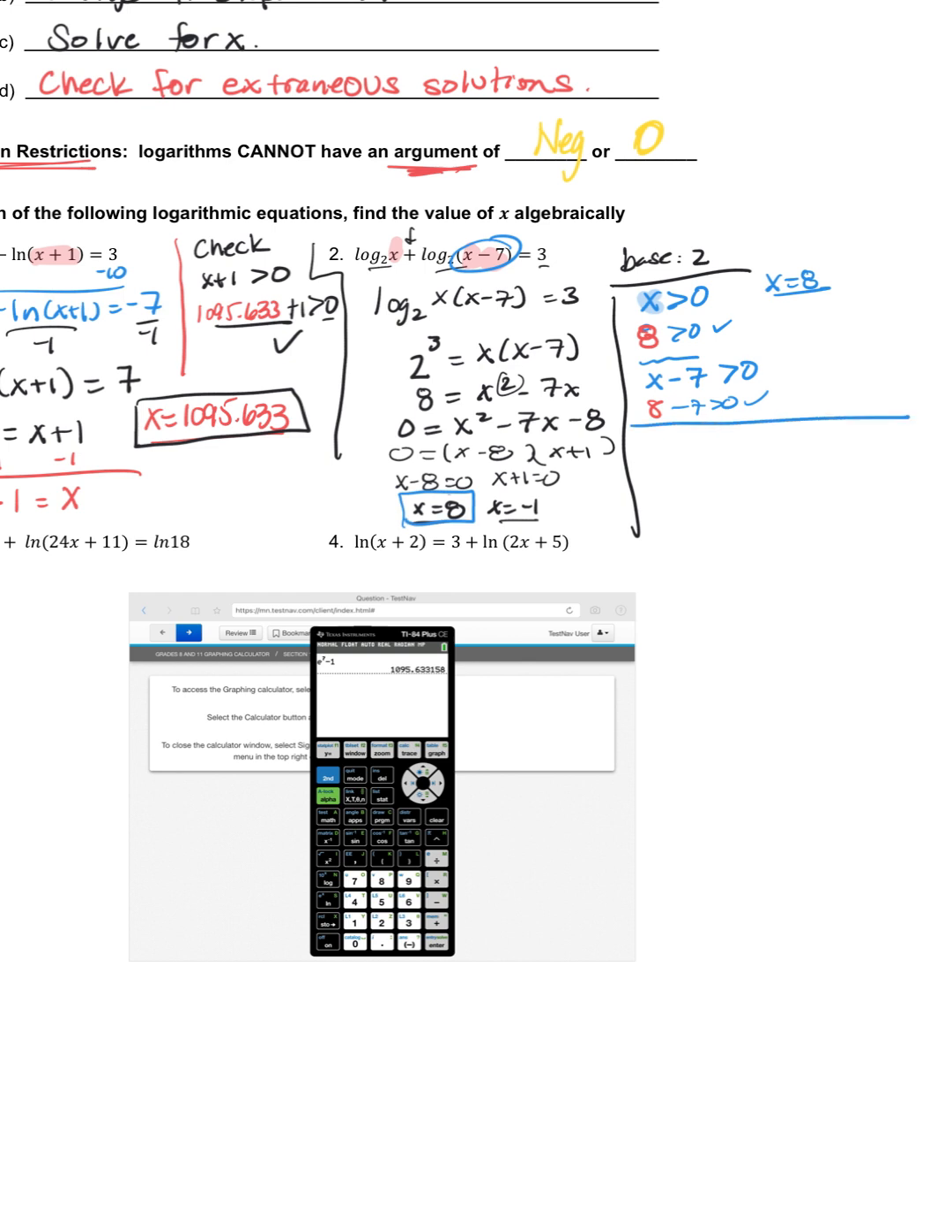Now you have to try x equals negative 1. So take the first argument, which is x. So I have to say that x has to be greater than 0. Is negative 1 greater than 0? No, that's not true. So therefore, this is not a solution. So stop. You don't have to try the other argument. You already proved that it didn't work. So this doesn't work, and that's your extraneous solution.